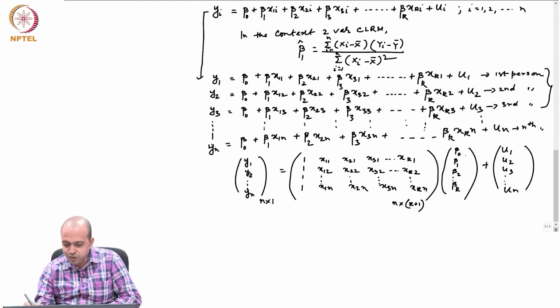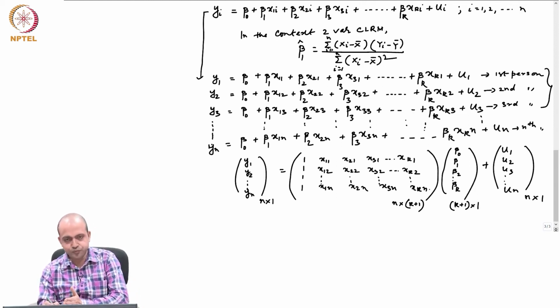What is the dimension of this matrix, beta 0, beta 1, dot dot dot beta k? That means you have k plus 1 rows, but only one column. So, k plus 1 into 1. And what is the dimension of this matrix? Here also you have n rows, but only one column. So, n cross 1. Now, if you multiply these two, you see n cross k plus 1 and k plus 1 into 1. So, this would become n cross 1, right.